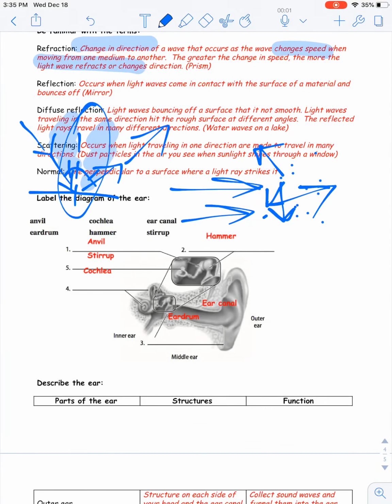This ear right here, we've got the anvil. It's one of the small bones here in the middle ear. We've got the stirrup here, kind of looks like a little stirrup, like on a horse saddle. Our cochlea is that thing that looks like a snail, or like Gary off of SpongeBob. The eardrum here, that thin membrane. Here's our ear canal. And then the hammer is the third of those tiny bones there in the middle ear.